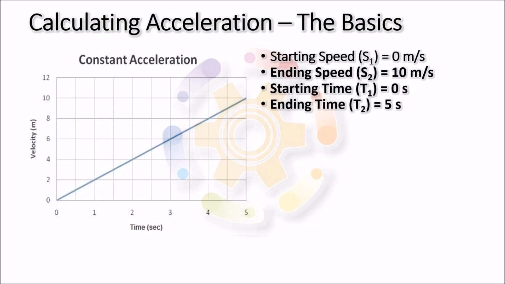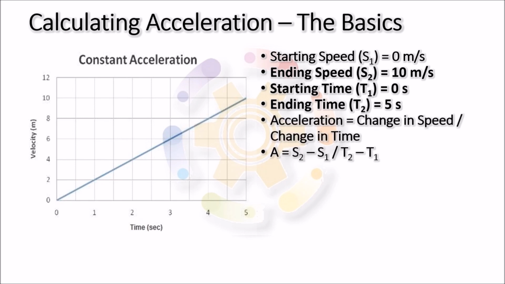Here we're going to take a look at our starting speeds and ending speeds, and our starting times and ending times, and that's going to be something we'll repeat over and over. As we can see here, our starting speed is 0 meters per second, and our ending speed is 10 meters per second. Our starting time is 0 seconds, and our ending time is 5 seconds.